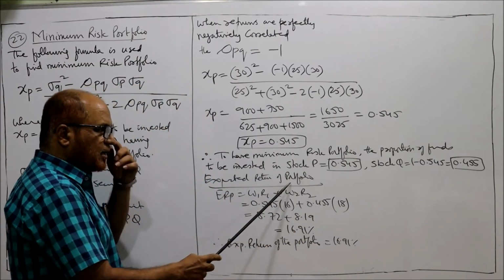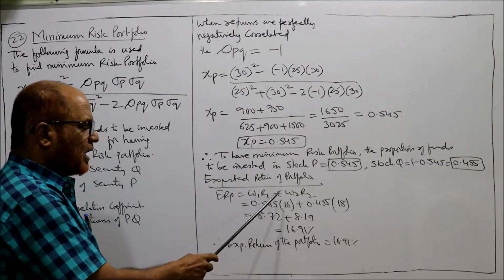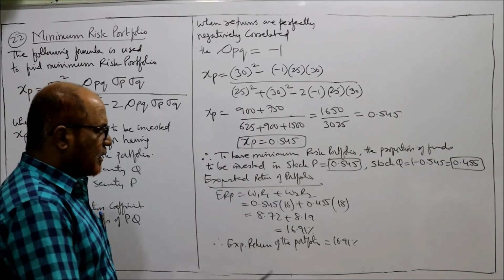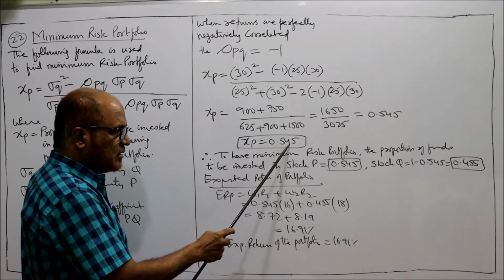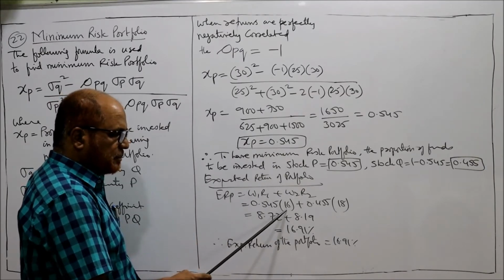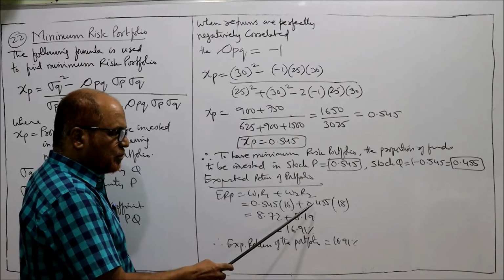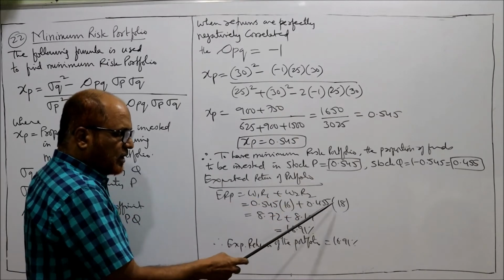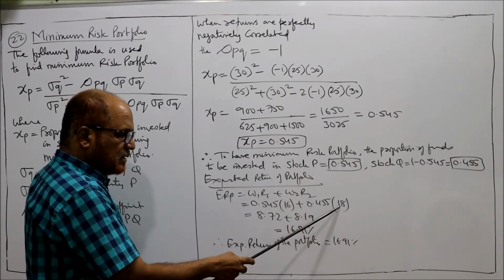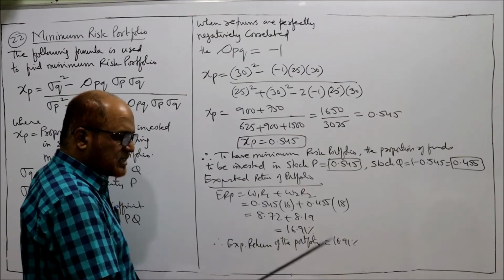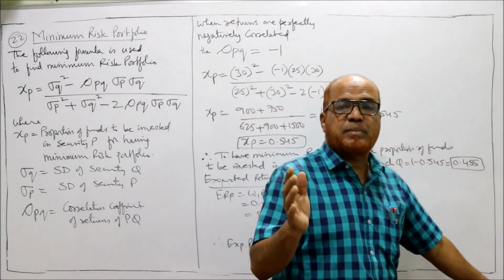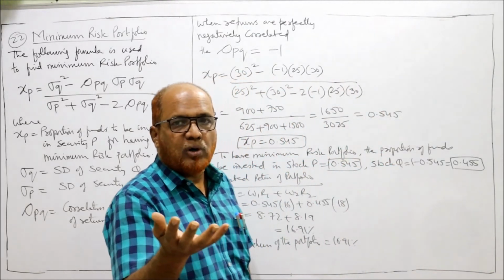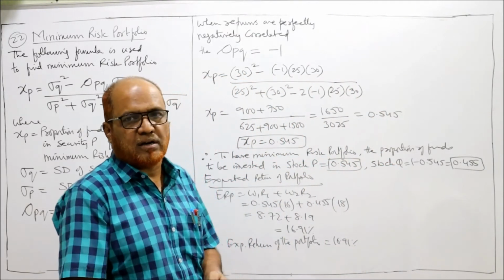Now the expected return of the portfolio formula is W1R1 plus W2R2. W1 means the weight. How much is the weight? 0.545 weight, and the return given in the problem is 16%. And W2 is 0.455 and the return on the second security is 18. So multiply and you will get 16.91. So 16.91 is the expected return of a portfolio which has a minimum risk.